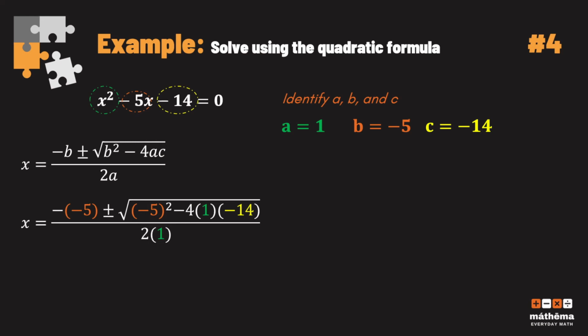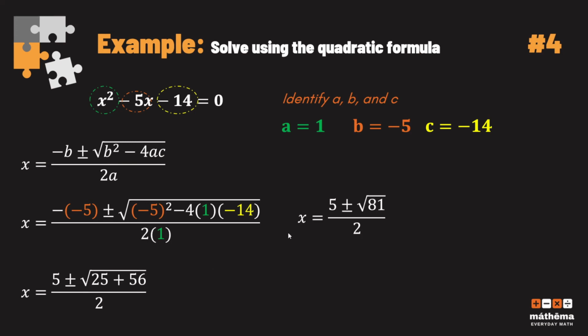We will simplify this equation. Negative times negative is positive. Negative 5 squared will give us 25. Negative 4 times 1 is negative 4, times negative 14 will give us a positive 56, all over 2a. After that, we will have x is equal to 5 plus minus the square root of 25 plus 56, which is 81, over 2. The square root of 81 is plus minus 9. So we will have x is equal to 5 plus minus 9 over 2.